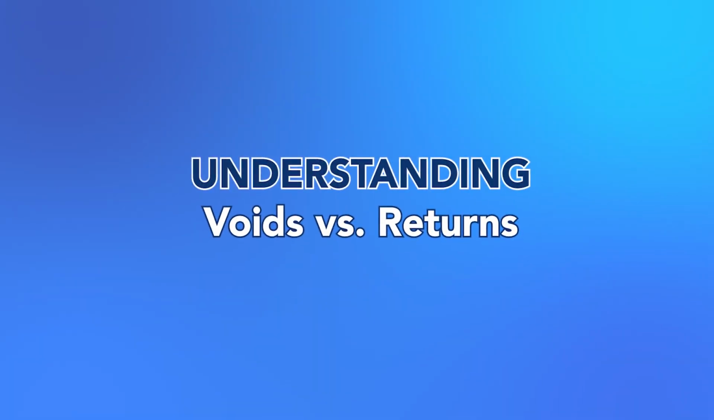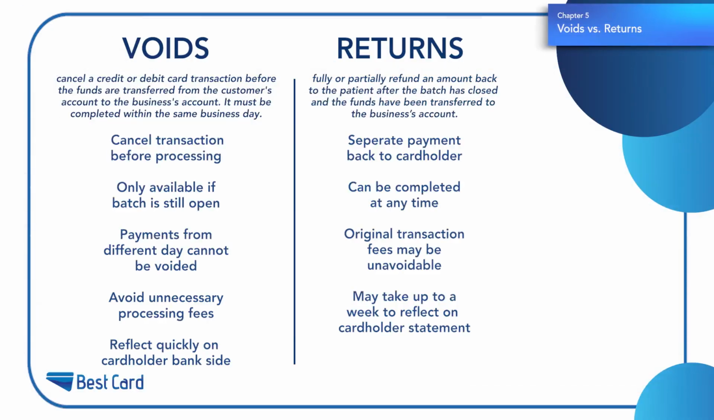Now that you understand how to run voids and returns, let's talk about their differences. A void will cancel the transaction before it processes, while a return is a separate payment back to the cardholder. Voids are only available while the transaction's batch is still open, so payments from another day or following settlement cannot be voided. Voids can help avoid unnecessary processing fees and often reflect an update more quickly on the cardholder's bank side.